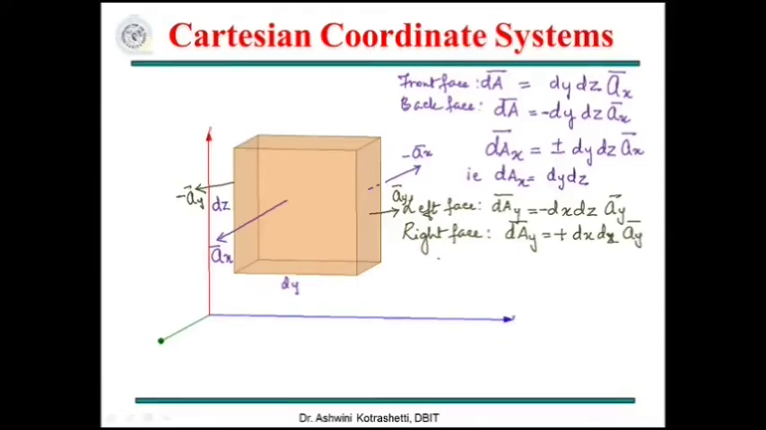Okay, so now let us just write its cumulative form. dA y bar will be equal to plus minus dx into dz ay bar. That is, the magnitude is dAy is equal to dx into dz. That's the area, magnitude area.